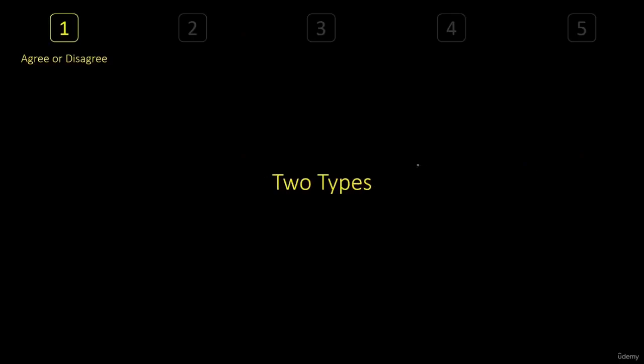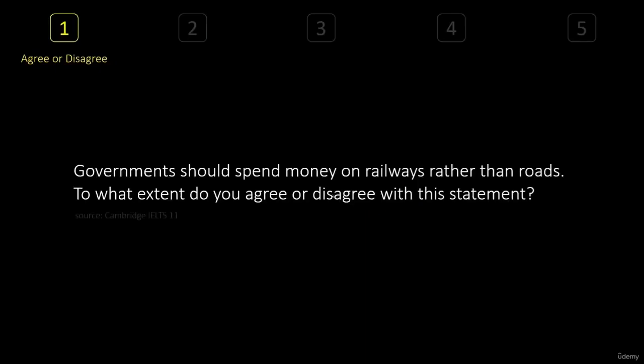Alright, what happens in this question type? We have 2 more types, subtypes in question. Okay, the first one is when we have an extent. What is this extent? This actually depends on the question, the style of questioning. The first one is governments should spend money on railways rather than roads. To what extent do you agree or disagree? You see, to what extent?